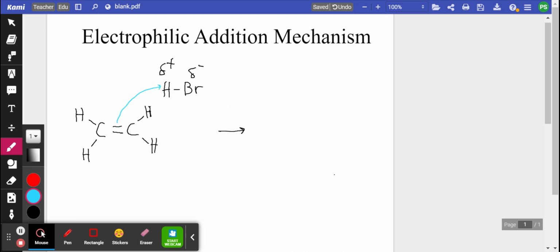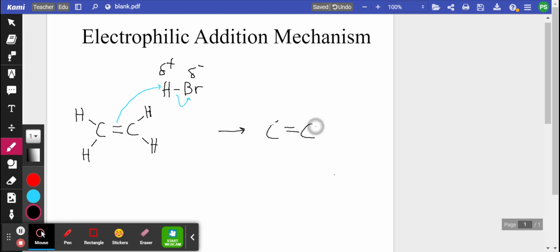Now, if you break this bond and bond it with hydrogen, hydrogen has 2 bonds to it, which is, we know that hydrogen only needs 1 covalent bond. Therefore, as this bond is formed, this bond is broken, and bromine ends up taking the 2 electrons from that covalent bond. What do we end up with?